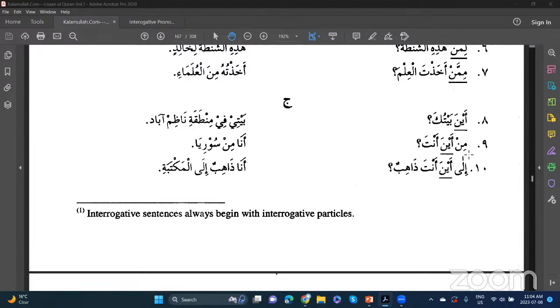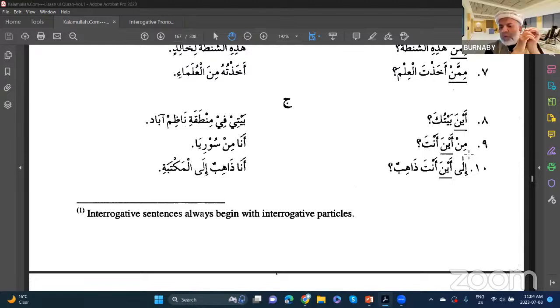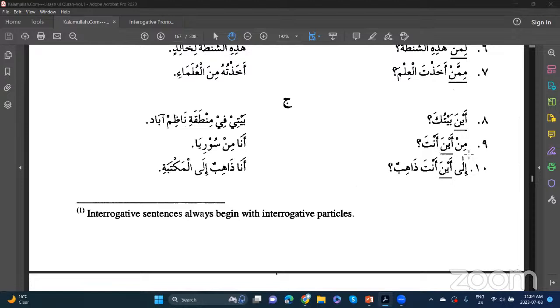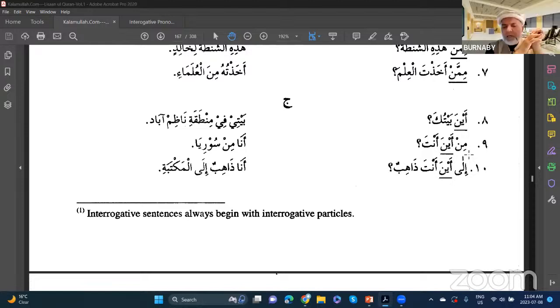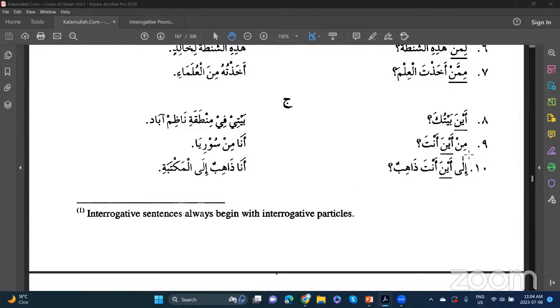Ila aina anta zahibun. Where are you going? Or where did you go? Ana zahibun ilal maktabi. It's more like where are you going? I am going to the maktab, meaning I'm going to the office. Follow? Are you guys with me so far? Is everybody back now?